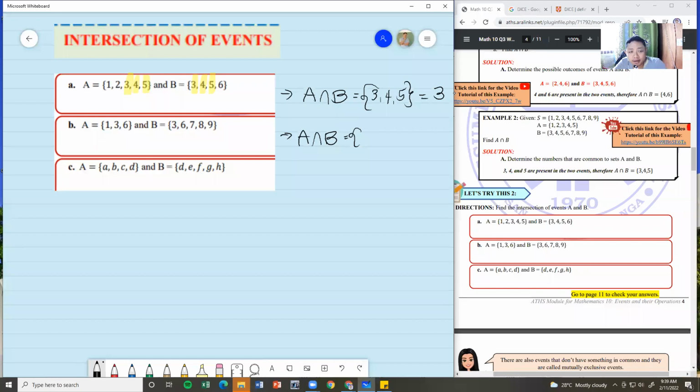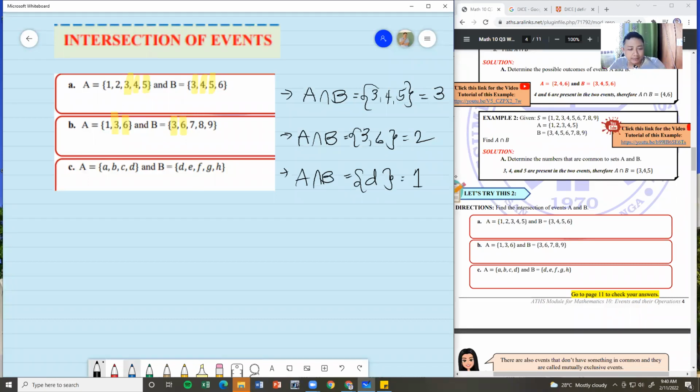Okay, very good. They are 3 and 6. So therefore, that is 3 and 6, and that's equal to 2. Got it? And of course, for A, which is A, B, C, D, and B, which is D, E, F, G, and H. What's their intersection? Their intersection is D, which is equal to 1. Very good. Isa lang siya.